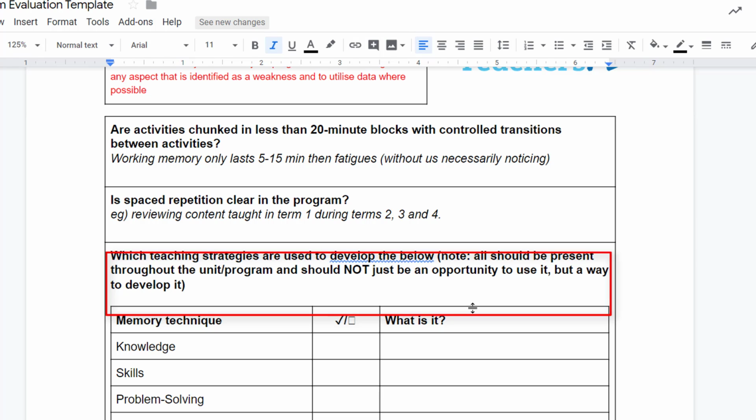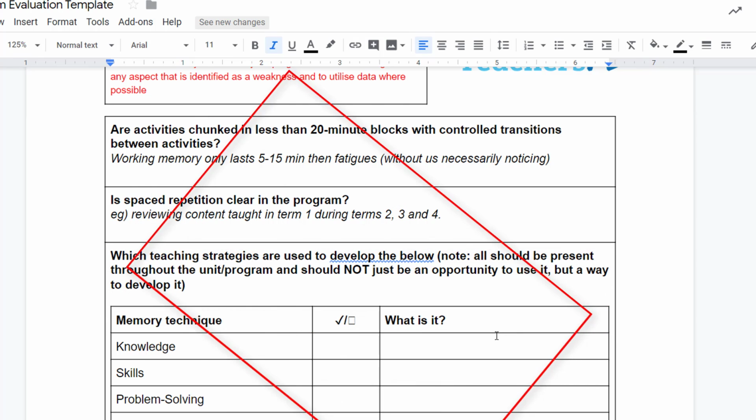And so you should be looking within your whole, it might be in your scope and sequence, but also throughout your units, where are you putting in that spaced repetition to make sure you're going back and revising the content that the students have covered earlier.